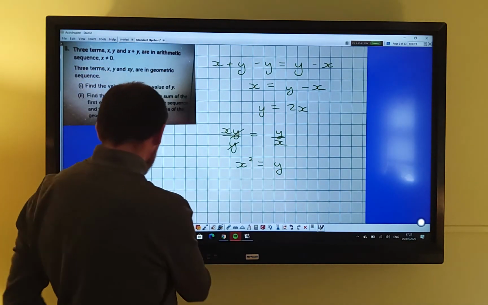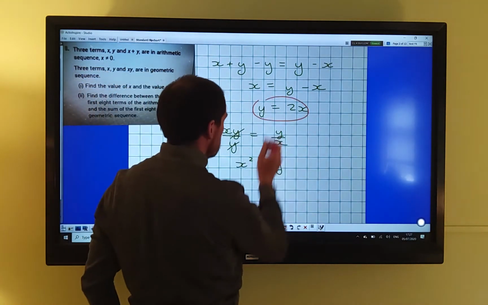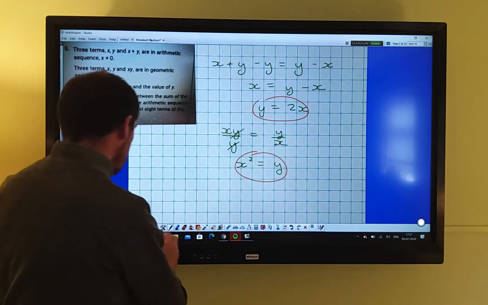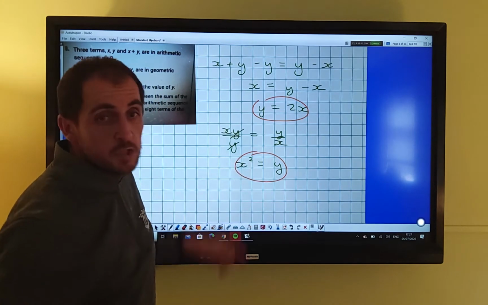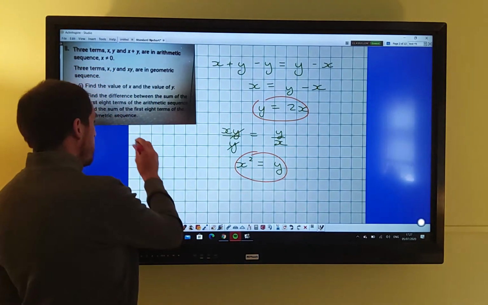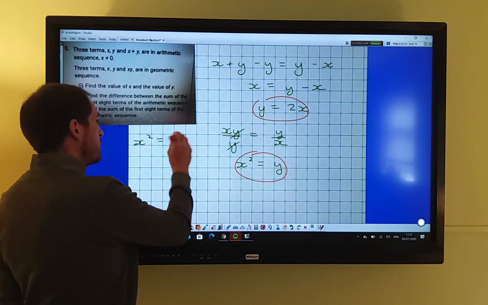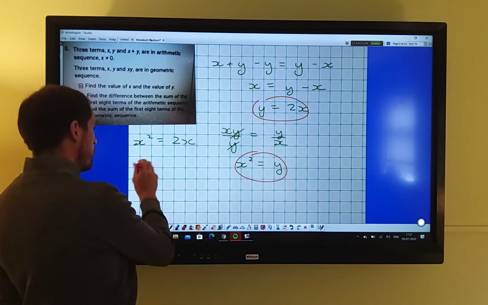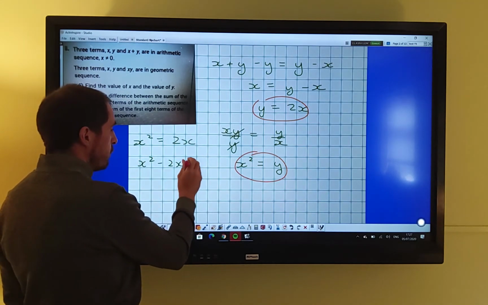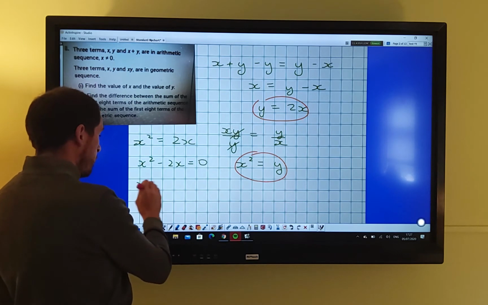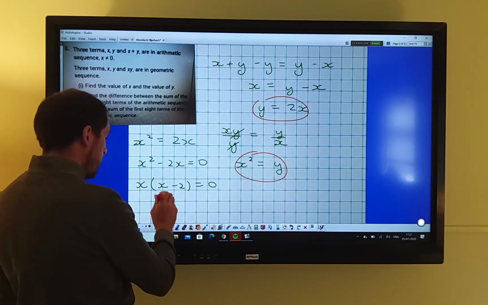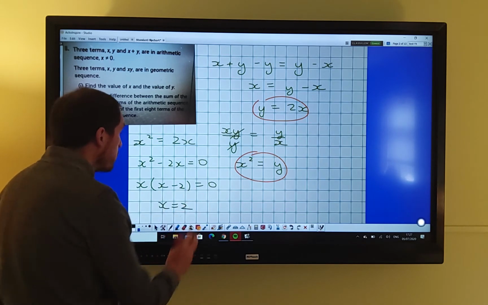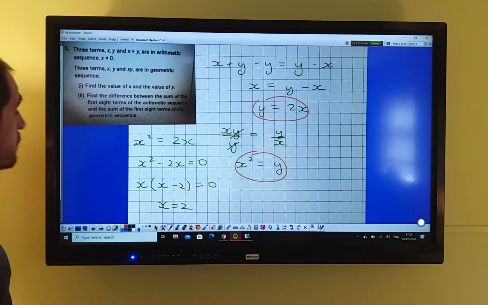So now I can take these two equations. y is equal to 2x, but y is also equal to x squared. So therefore x squared is equal to 2x. So x squared minus 2x is equal to 0. In factorising it, x times (x minus 2) is equal to 0. So x has to be equal to 2, because it can't be equal to 0. So x is equal to 2.